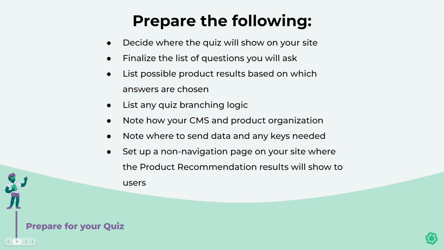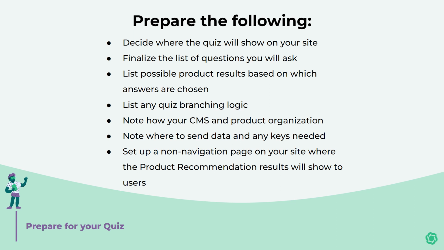After the list of questions is complete, you will want to list all the possible product results. Each answer the user gives in the quiz will be associated with certain products. This is done by giving either positive or negative weights to products when the answer is given. At the end of the quiz, the user will see the products that make the most sense based on the answers given. These are the products with the highest scores based on the answers the user gave. This is often referred to as quiz logic.